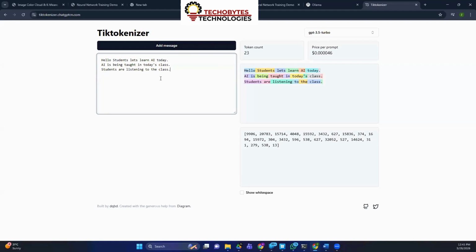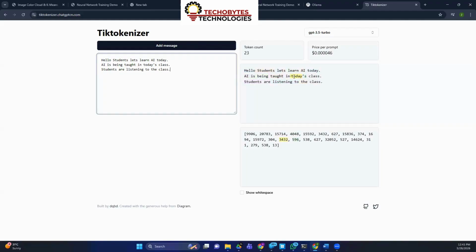23 tokens. Before you say tokens, they are basically cut down into words and subwords. When I say words and subwords, you can see hello is basically one word. Students has become one more word. Let's has become one more word. Learn AI today, everything is basically being converted into one word each. And today's is also one more.